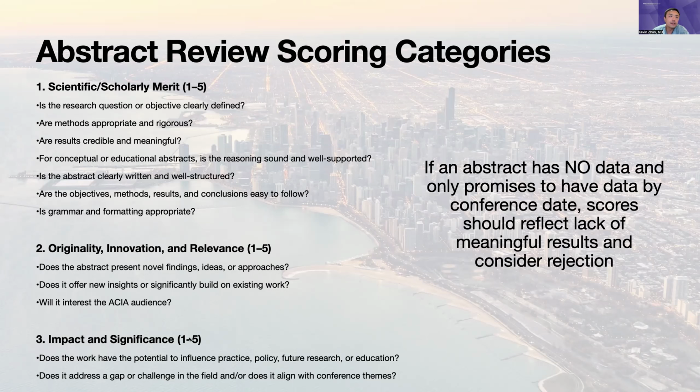The impact and significance is a separate one. Does the work have the potential to influence practice, policy, future research, or education? Or does it address a gap or challenge in the field? And does it align with conference themes? So this is the category where you can potentially boost an abstract if it is aligning with conference themes.